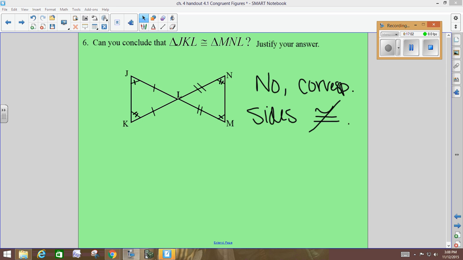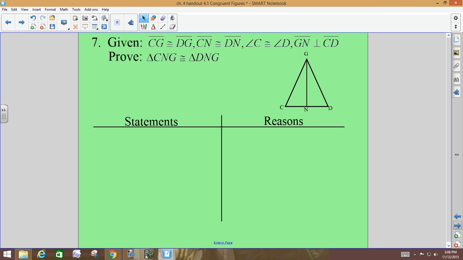All right. Chapter 4 has proofs. You already have some on your homework today, so we're just going to jump right back into them. We have a bunch of information in the given, and then we're trying to prove that the 2 triangles are congruent. What's your first step with a proof? Write your given down.